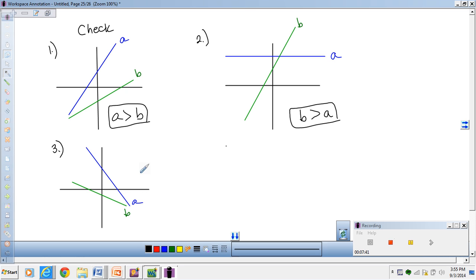And number 3, which slope is bigger? If you answered B, you are correct. B is bigger than A. Why? Because A and B both have negative slopes. However, A has a steeper negative slope, which makes it more negative. So say this is like -2, where this one over here would be probably -1/2. So B is bigger than A.